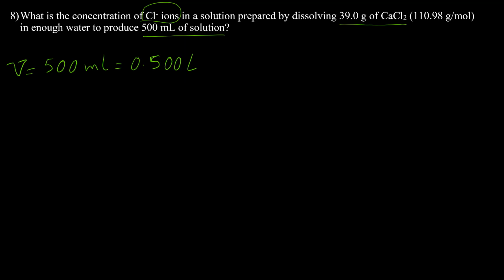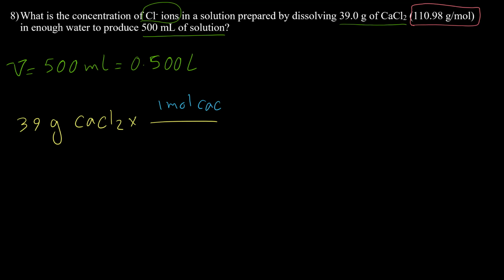For finding molarity, first we need to convert gram of calcium chloride to mole. So 39 gram calcium chloride times 1 mole calcium chloride is 110.98 gram calcium chloride. Gram of calcium chloride cancel out. But in the question, we don't want mole of calcium chloride. We want mole of chloride.